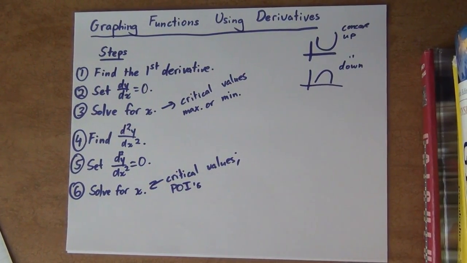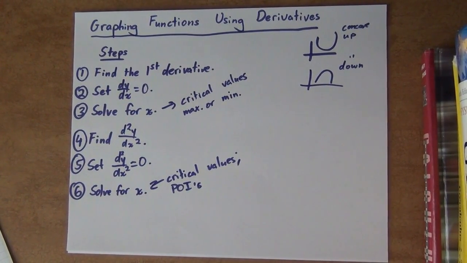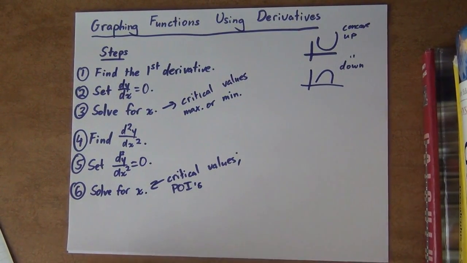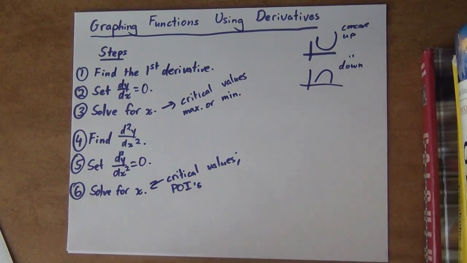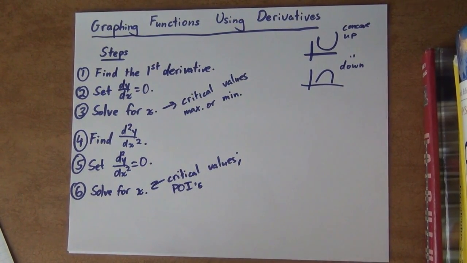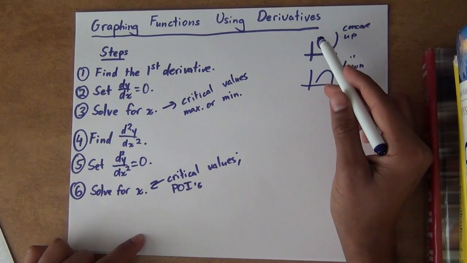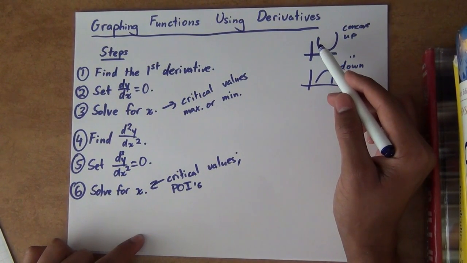Hello everyone, so today we'll be discussing graphing functions using derivatives. Up until derivatives, we haven't been able to graph functions with as much specificity. Now we can, in addition to maximums and minimums, also graph points of inflection. Points of inflection are just where the concavity of a graph changes, and concavity refers to whether it's concave up or concave down. It's easily defined visually.